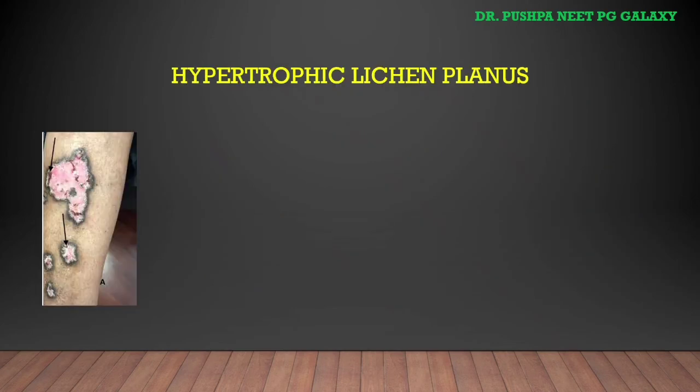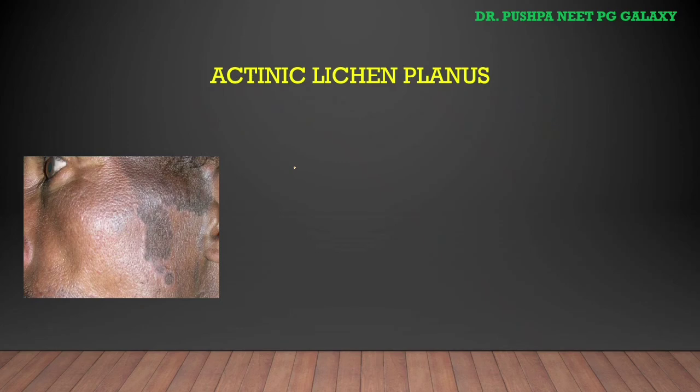Next one is hypertrophic lichen planus. In this there are thick itchy plaques. It is mainly seen on the lower limbs. Next one is actinic lichen planus. As the name suggests, it means sun-induced lichen planus.